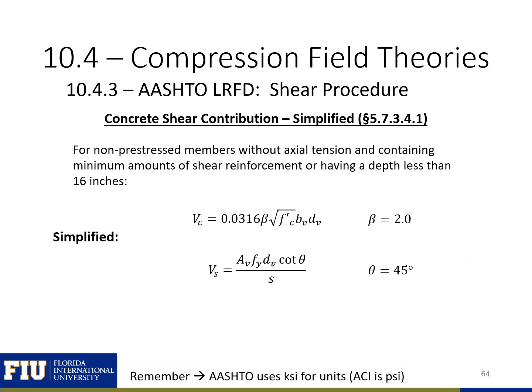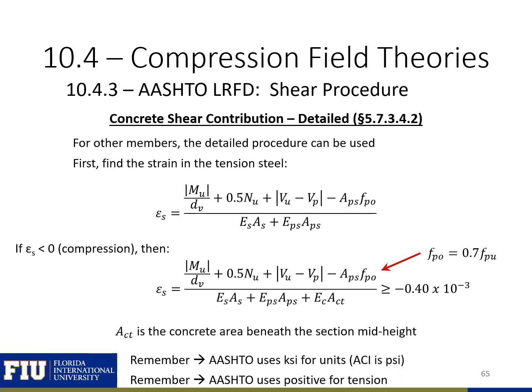When finding the shear strength of a non-pre-stressed member, we can use a simplified approach. And the simplified approach allows us to estimate our beta as just equal to 2 and our theta as equal to 45 degrees. And this would give us similar results to ACI. For other members, we can use the detailed approach.